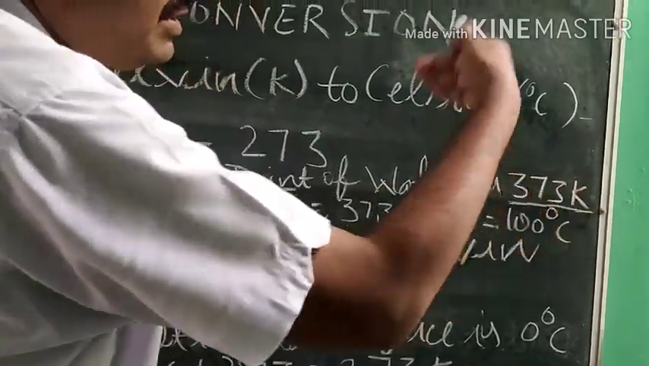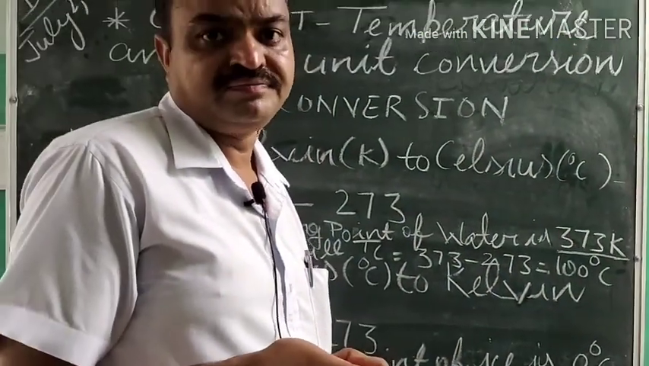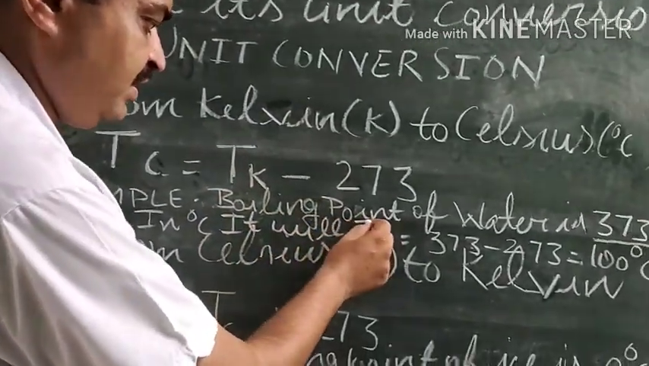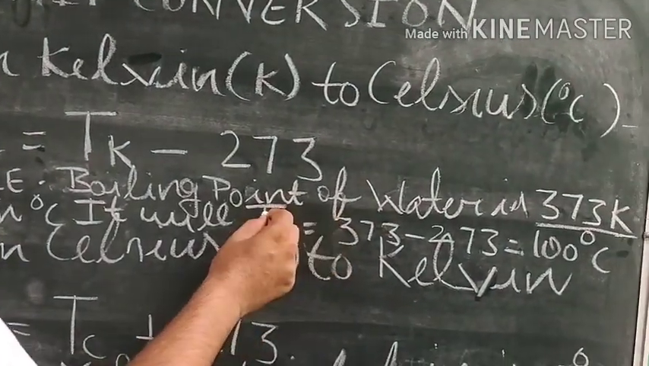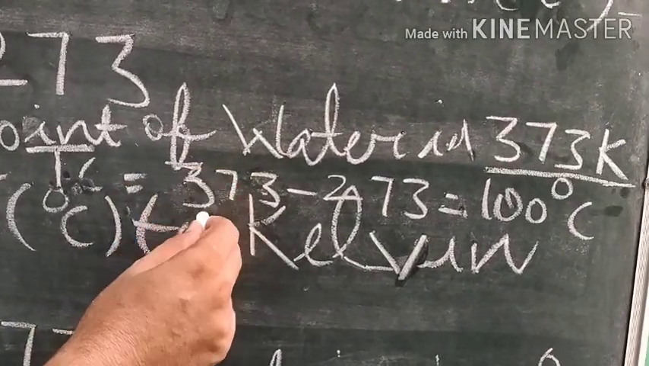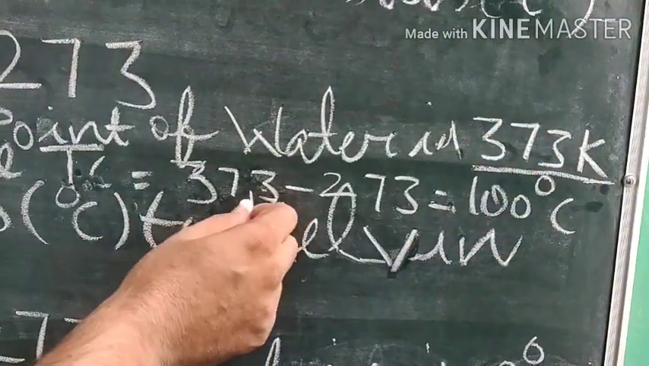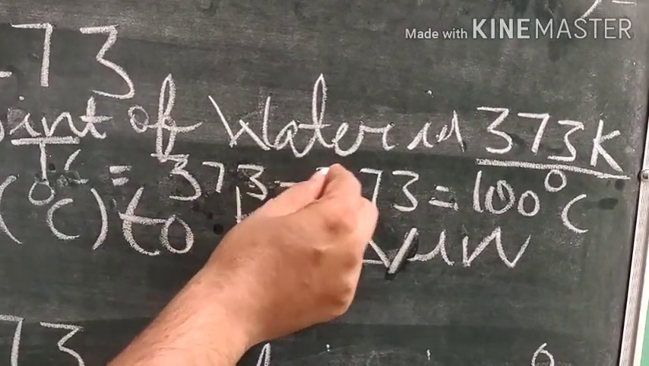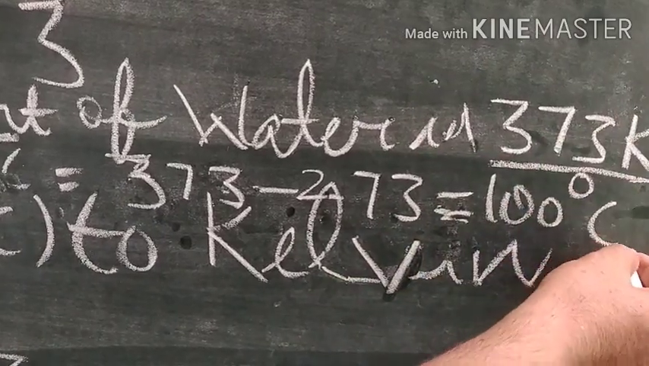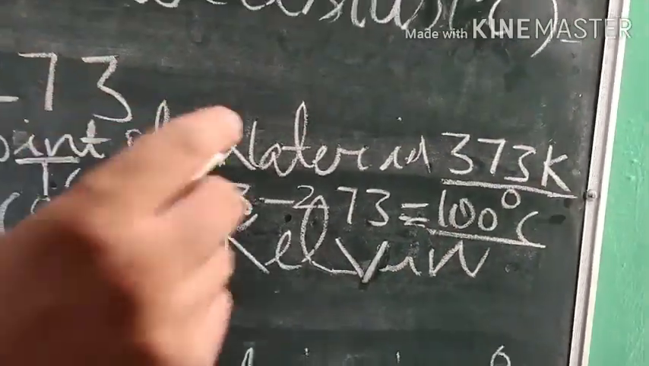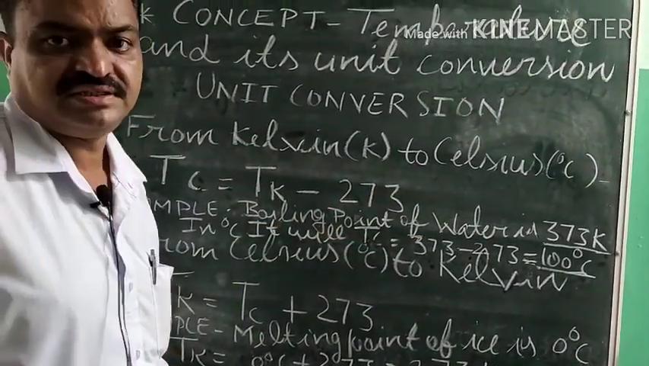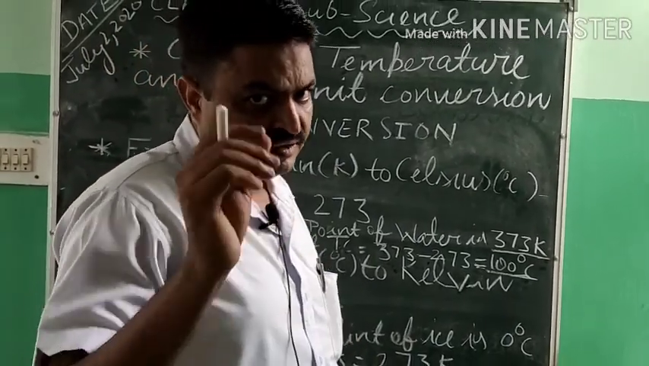Now this 373 Kelvin we can convert into degrees Celsius with the help of this formula. If we take the formula, temperature in degrees Celsius, we put 373 here because the temperature is 373 Kelvin. Now we subtract 273 from it and the answer that we get is 100 degrees Celsius. So the boiling point of water in degrees Celsius is 100 degrees Celsius.